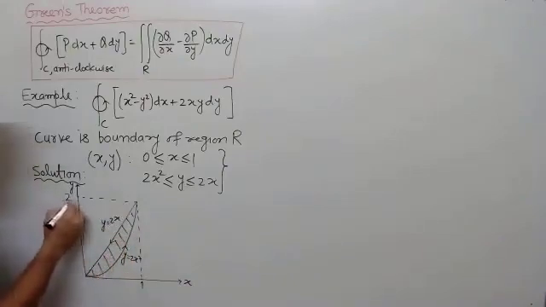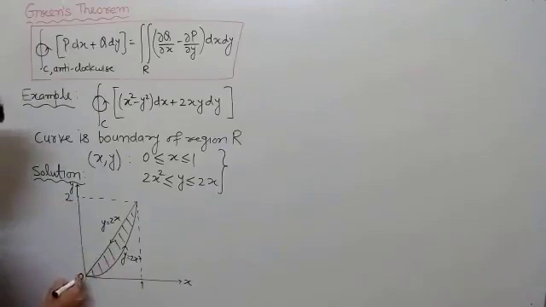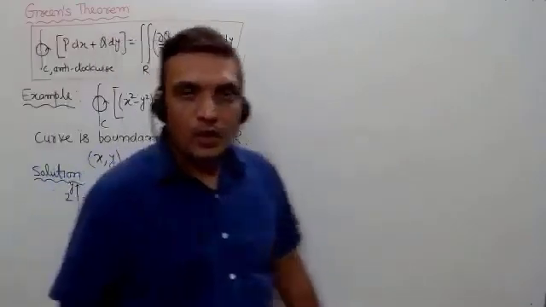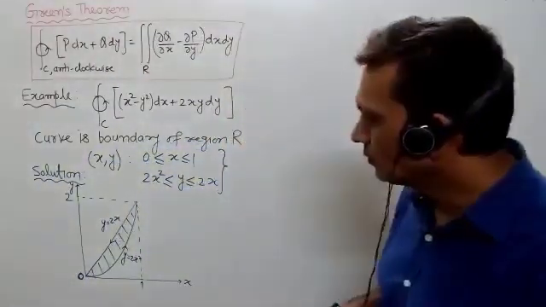So this will be 2. You can easily find this, y will be 0 to 2. So you know the reason. Now you have to use Green's theorem.